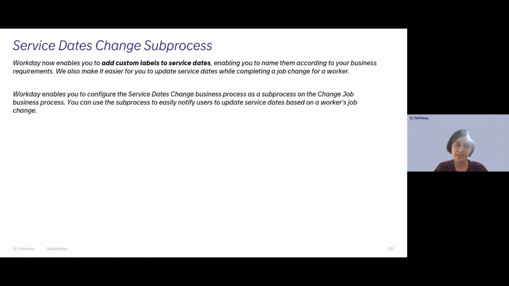Then service date change sub-processes, again to do with the experience of the user. Workday enables us to add custom labels to the service dates, enabling us to name them according to the business requirements. So we can also configure the service date change business process now as a sub-process on the change job business process. So you can easily use the service date change if you are doing a change job for a particular worker.